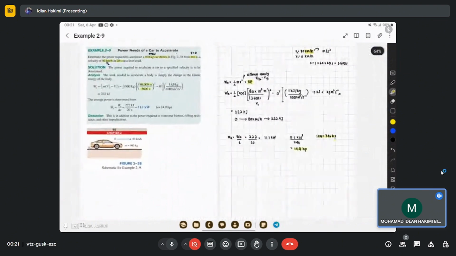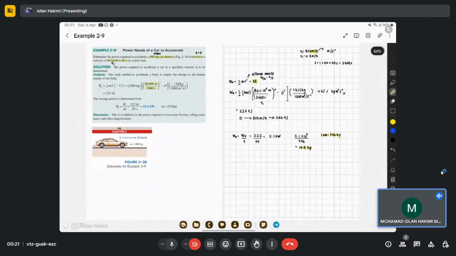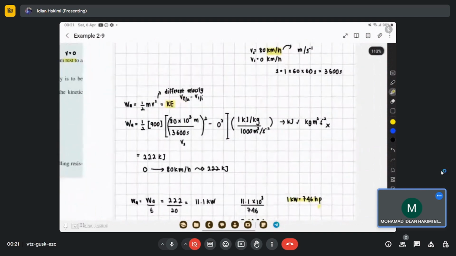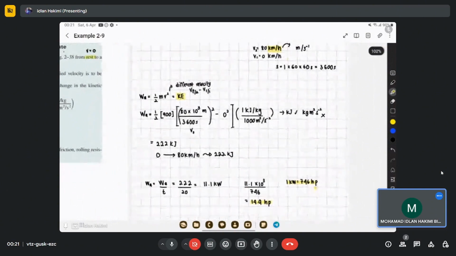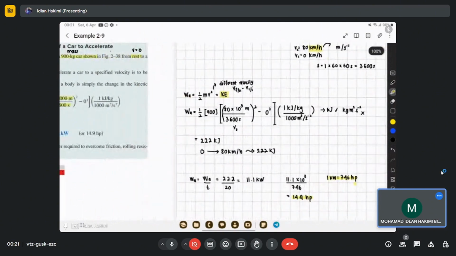So that's all for Example 2.9, the question about the power needed for a car to accelerate. That's the solution from me.